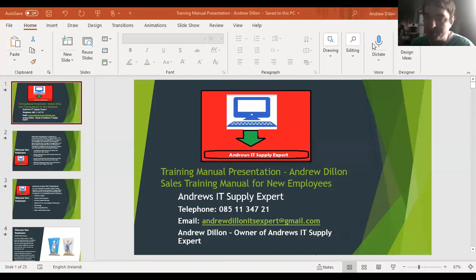It's called Andrew's IT Supply Expert, which is based on selling IT computer equipment, iPhones, repairing IT equipment and supplying services, delivering the new products to customers' homes. So basically, this is mainly about welcoming the employees to the new organization, telling them the importance of using the sales training manual and the benefits of using it.